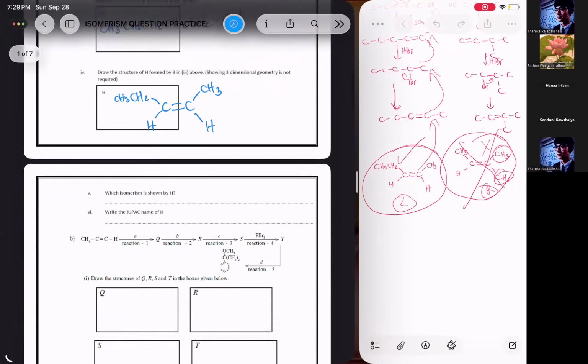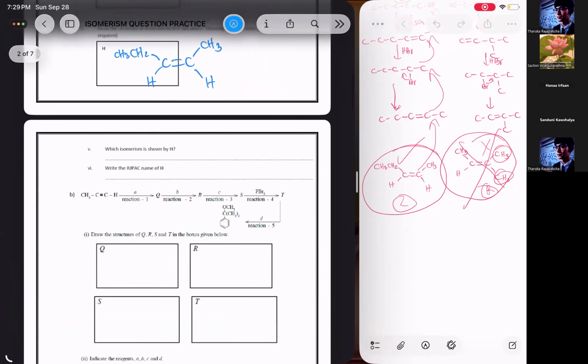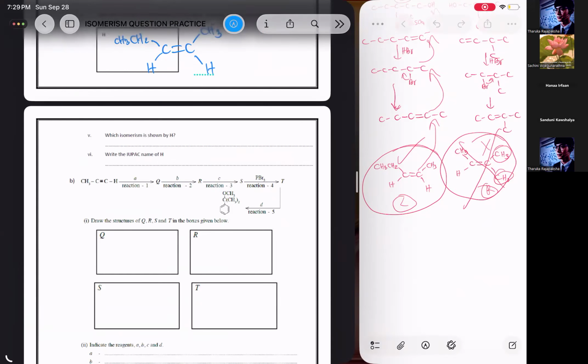Okay, fifth one. Which isomerism is shown by H? Now I told you, you can write either diastereomerism... sorry, not diastereomerism, this is geometric isomerism. If you write diastereomerism, you're wrong because diastereomerism are of many types. So what should you write to be exactly correct? Geometric isomers.